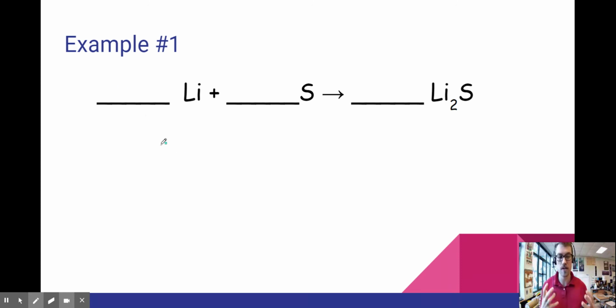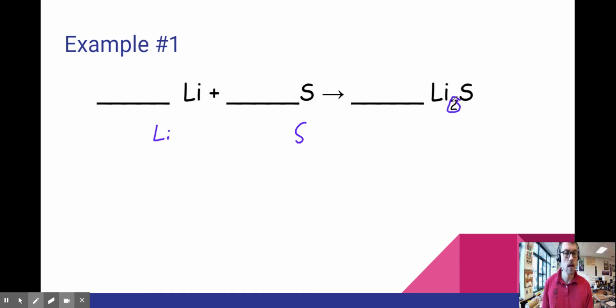Now, if you want to use colored dots, you can do that. But what I like to do is I like to just come up under the text and write Li. That represents that one that's here, right? Remember, we're assuming that there's a one here. An S. And then this is Li2S. Now, this is where we need to remember our rules for counting the numbers of elements.